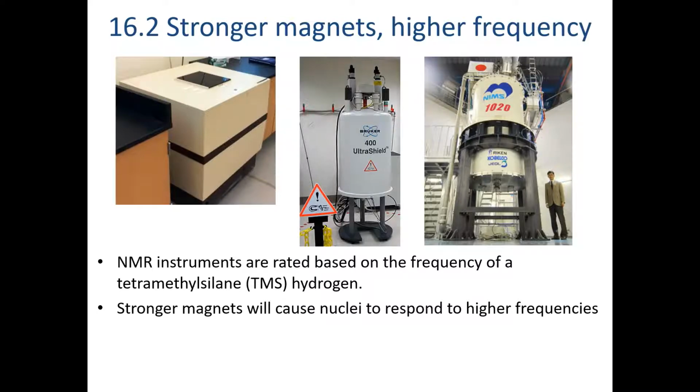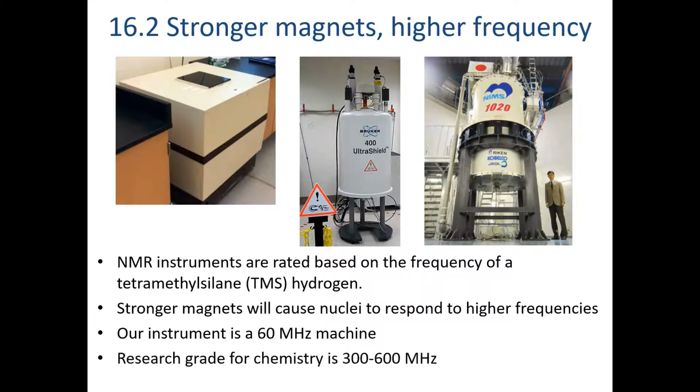The stronger magnets will cause nuclei to respond to much higher frequencies, and so they can be much more resolved. We can tell a lot more about a molecule, but it's really not necessary for most of our small organic molecules where we only have a couple of protons anyway. Most of the larger instruments are actually used by biologists to do DNA, RNA, or protein structure.